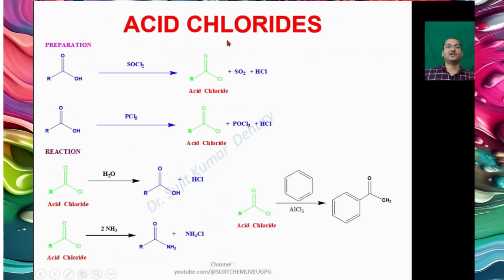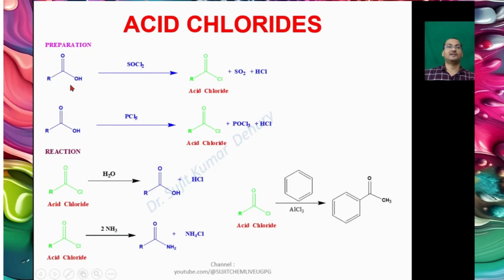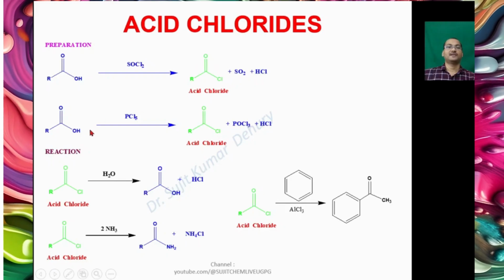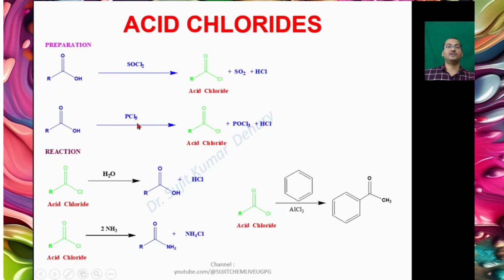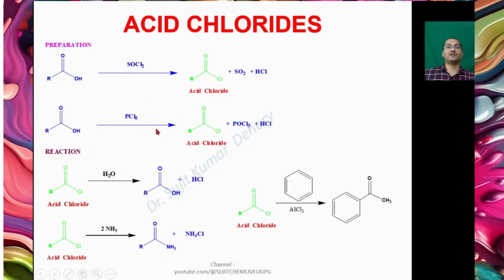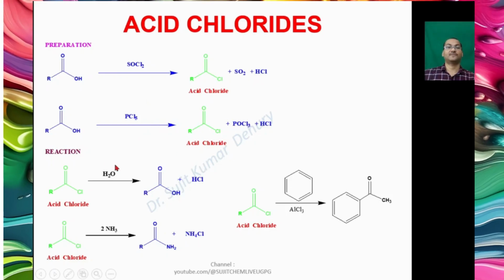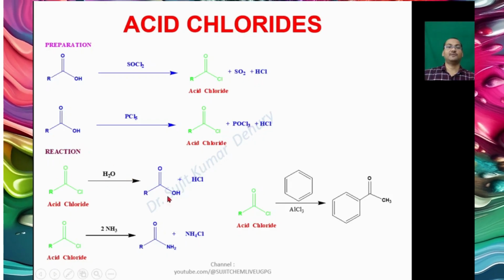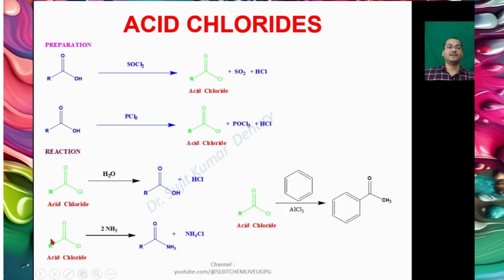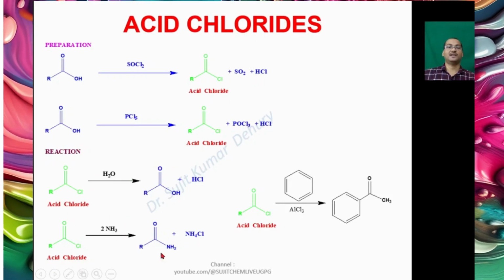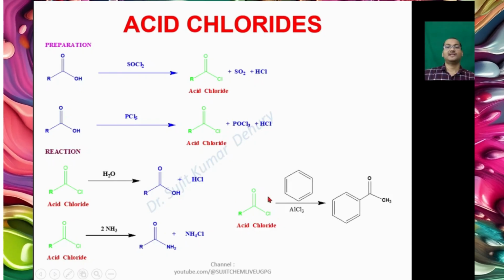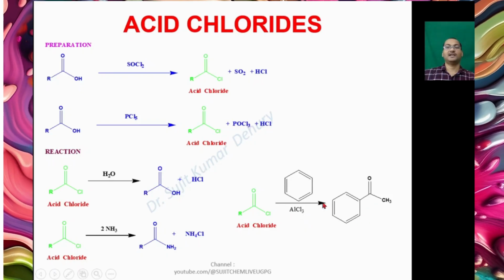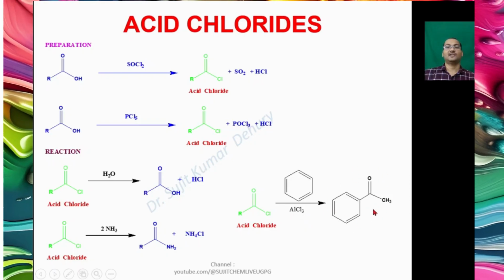Now next is preparation of acid chlorides. You react the carboxylic acid with thionyl chloride, it gives acid chloride. Similarly, you react the acid with PCl5, phosphorus pentachloride, you get acid chloride. Then reactions: acid chloride RCOCl reacts with water, giving rise to carboxylic acid. Similarly, acid chloride reacts with ammonia, giving rise to amide. Acid chloride can react with benzene in presence of Lewis acid, aluminum chloride, giving rise to Friedel-Crafts reaction. So that is a ketone.